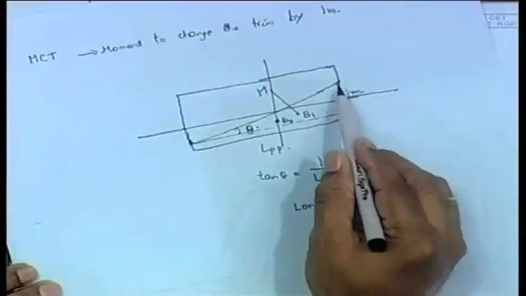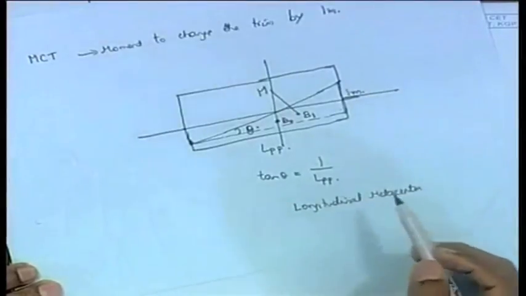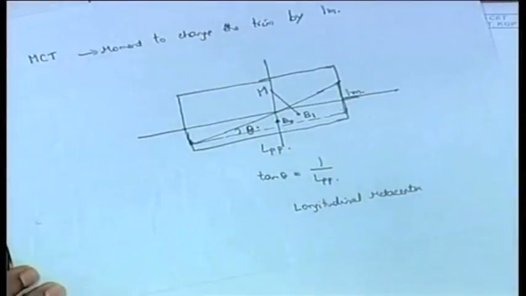Whatever you have done for the previous one you apply here. It is not at all different, but note that the trim is very small. This is 1 meter, and this is the length of the ship, probably 300 meters. So, 1 by 300 is your tan theta, it is very small. So, we are talking about very small values. So, this is your longitudinal metacenter. Okay, I will stop here. Thank you.